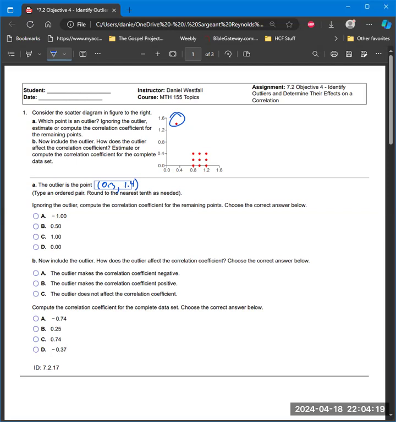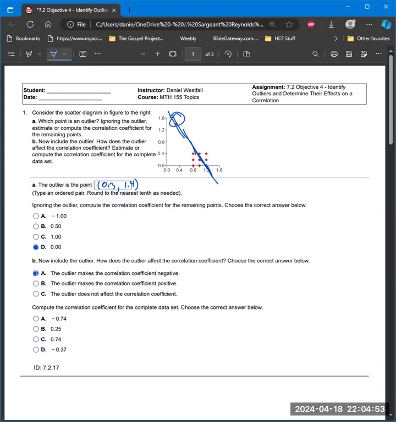Ignoring the outlier, compute the correlation coefficient for the remaining points. Choose the correct answer below. There's no correlation between the remaining points, so it's 0. Now include the outlier. How does this affect the correlation coefficient? So it's going to assume that there's a correlation line such as this. The outlier makes the correlation coefficient negative.